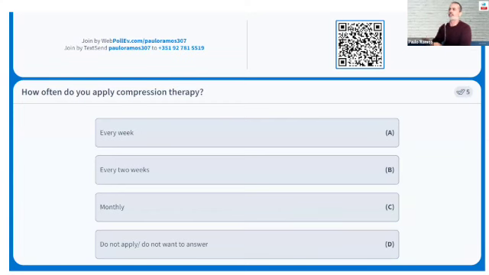The answers will not appear immediately here on screen. I'm seeing that you are already voting, and in the end, just 1 minute to let you enter in the room and answer this poll, just to know who is behind the computer, who is on the other side, and to help me doing this talk. It's very important to know the experience that you have. So the question is, how often do you apply compression therapy? Every week, every 2 weeks, monthly? I do not apply, or I do not want to answer the question. So 30 more seconds to let you answer this short question. Only 29 persons have answered, so we are moving forward, but I don't have too much time for this poll.